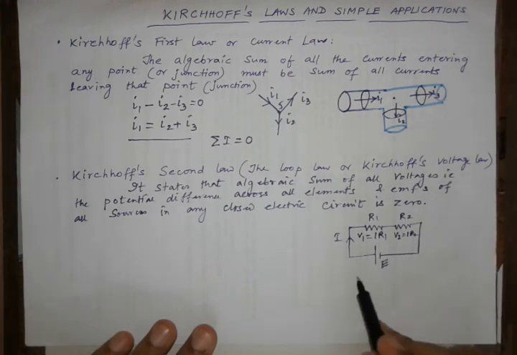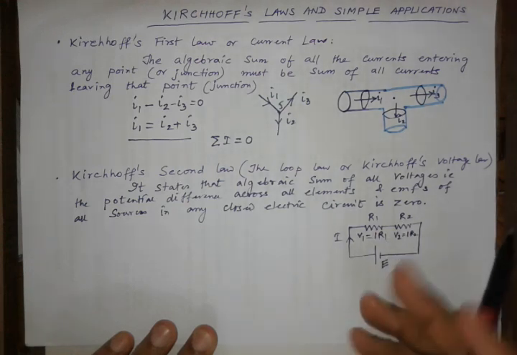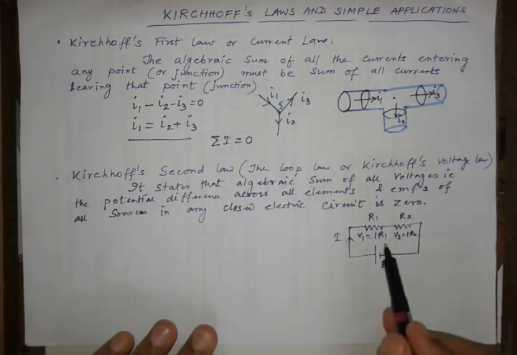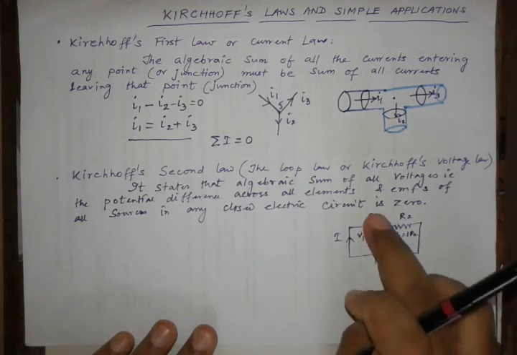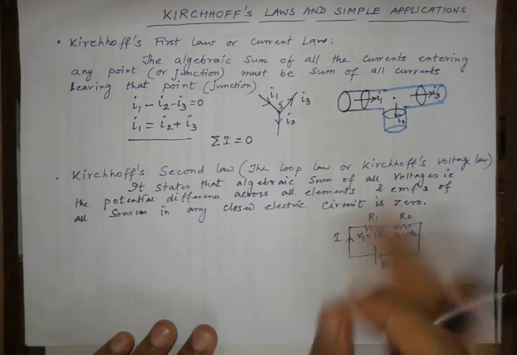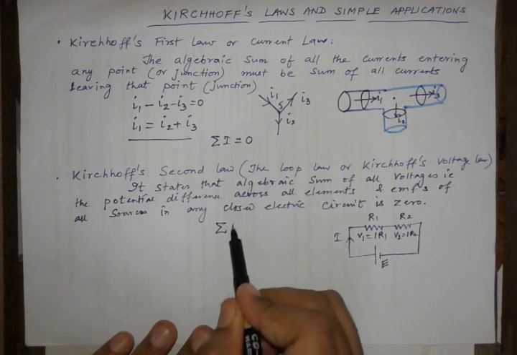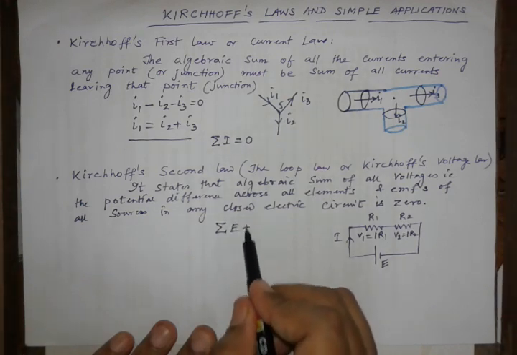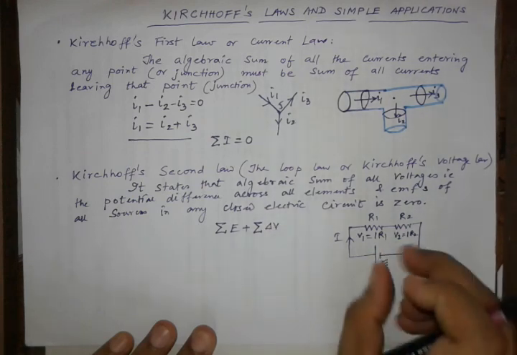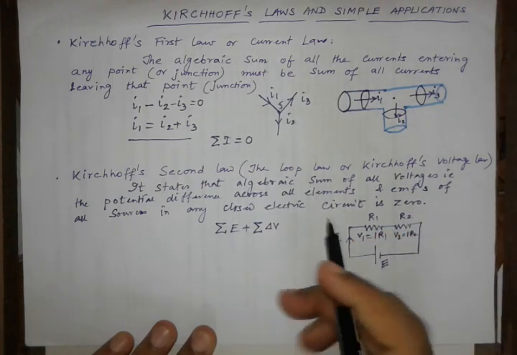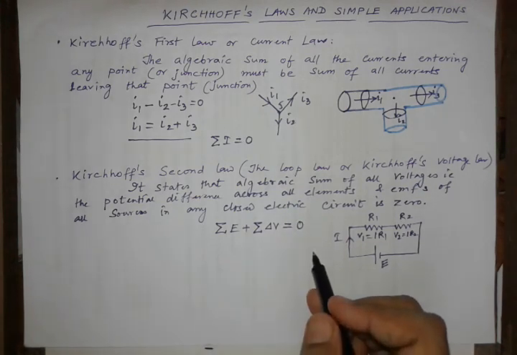So how can you write this? You can write summation of E. If more cells are connected here, then you have to sum them, and this you have to subtract. This is the energy given, and this is the energy used. So you can write summation of E plus summation of delta V, meaning change in voltage, is equal to 0. So this is the thing.